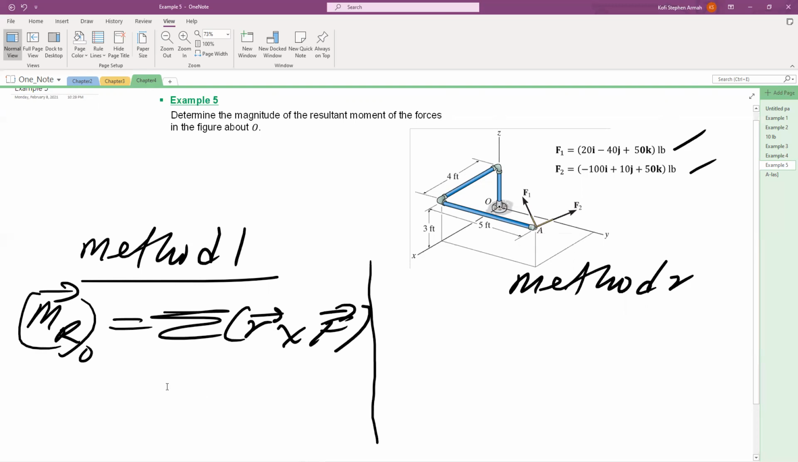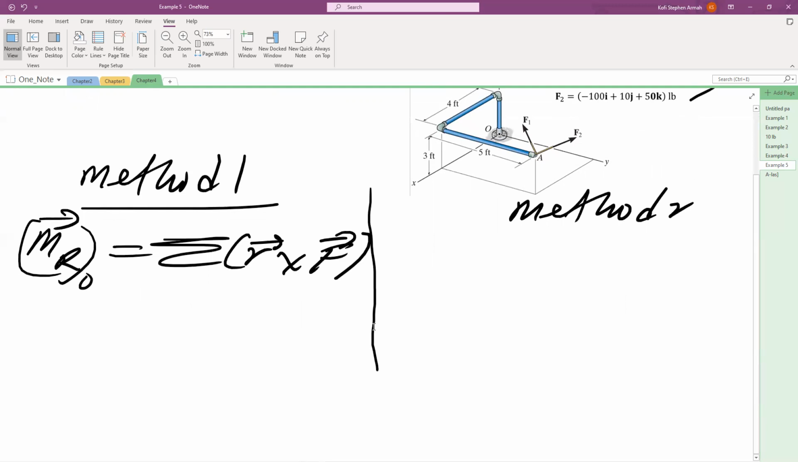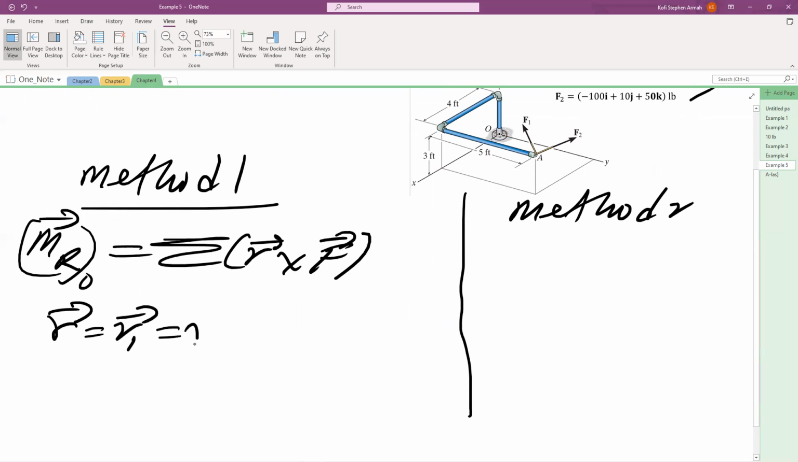So you could identify the R's of each one. And of course, they have the same R, so you don't have to worry. The common R, R1, is equal to your R2.